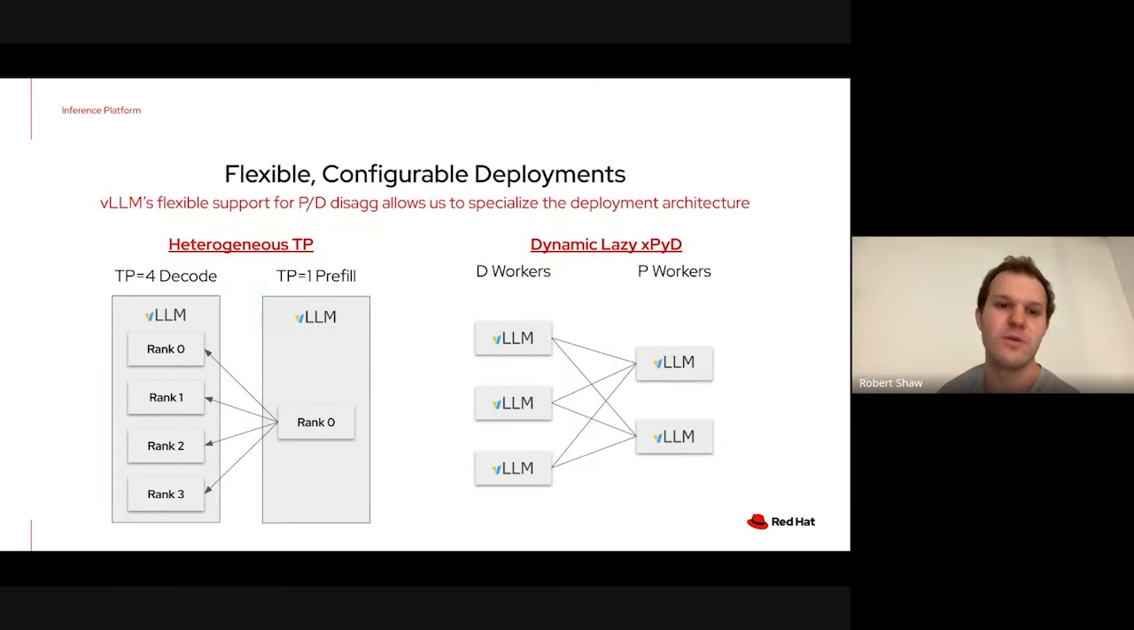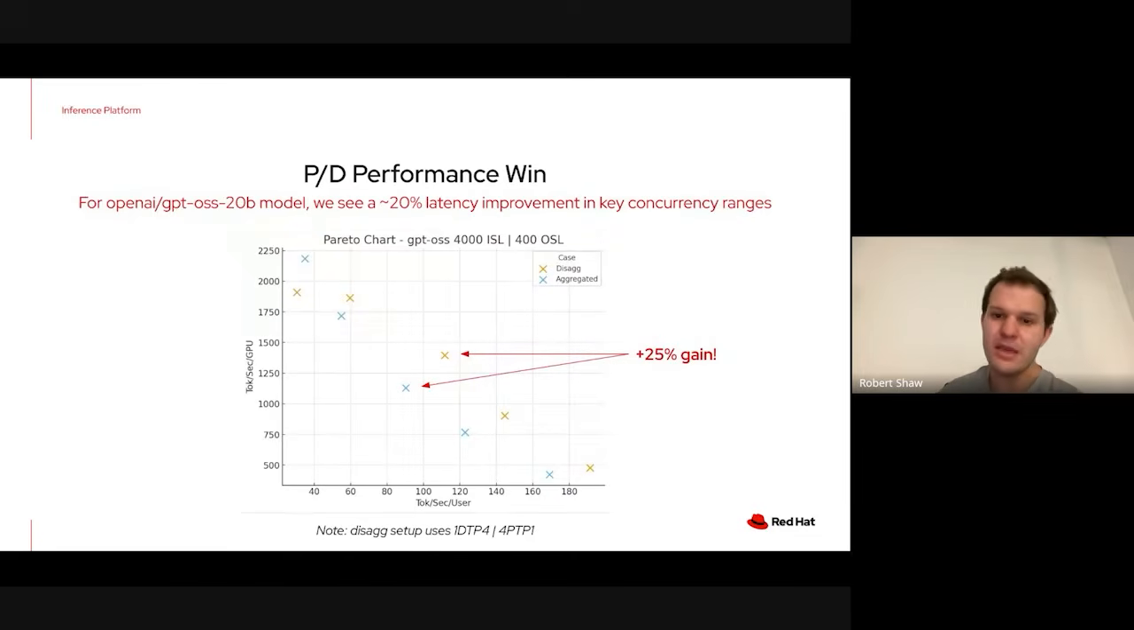This is a really important feature in vLLM that enables this mechanism to happen as efficiently as possible. And this is a really flexible deployment. We can do heterogeneous tensor parallelism where the decode worker can have more parallelism and the prefill worker can have less parallelism, and it's dynamic and lazy. So every decode worker can talk to every prefill worker. In general, this PD disaggregation leads to a really nice performance win. Even for a small model like GPT OSS 20B, we're able to offer 20 to 40% overall improvements in the latency for the same level of throughput.